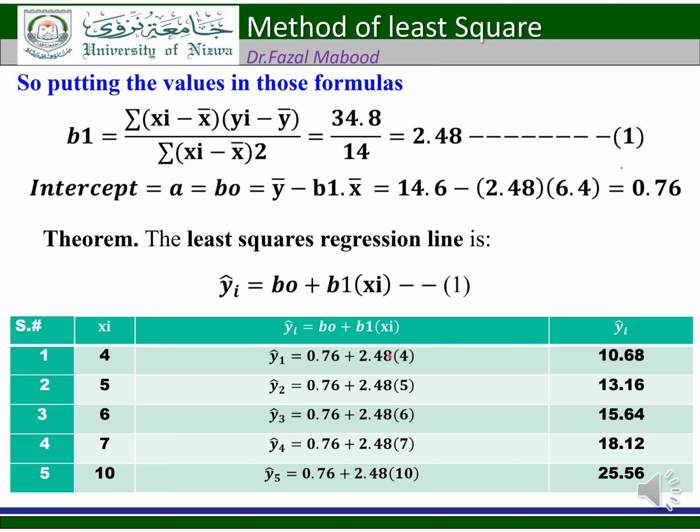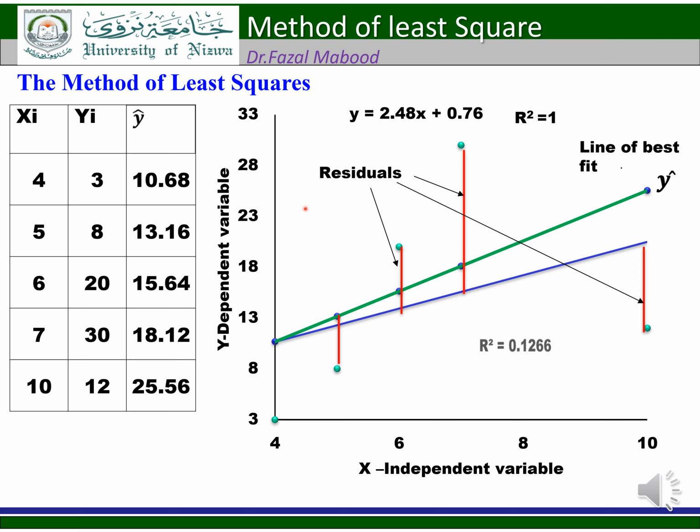By putting the values in this regression model formula, we get the estimated values for all the y variable. For y1 it is 10.68, for y2 it is 13.16, and so on. Now in this table, x is the individual value 4, 5, 6, 7 for the x variable, and yi has the values 3, 8, 6. This is the dependent variable, this is the independent variable, and here is the estimated y. We have added a third column containing the estimated values, and now we have to plot it.